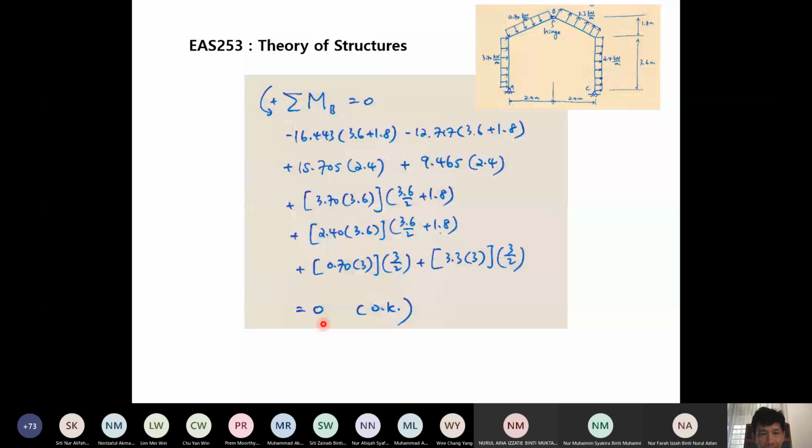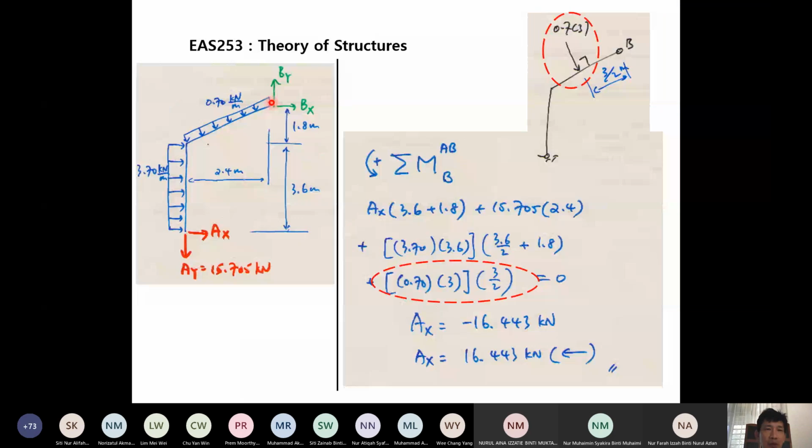So this is how we solve these problems. And here the characteristics of this problem are inclined members and also a hinge. So when you have a hinge, we will need to make use of the condition of the hinge to help us. So this is where we make use of it. These steps here are when we want to find AX, and we find AX.